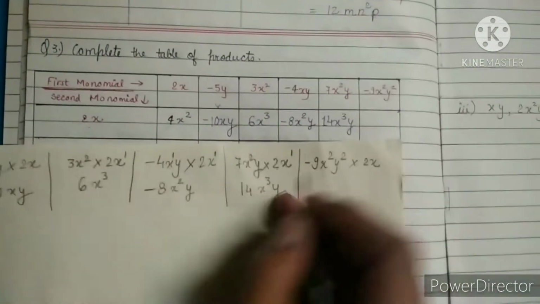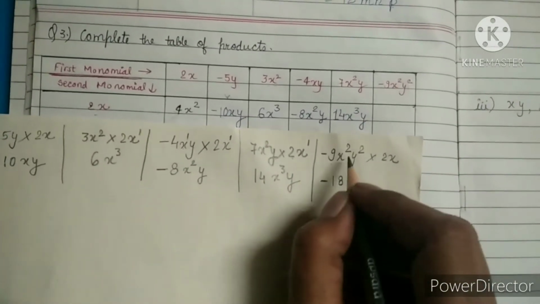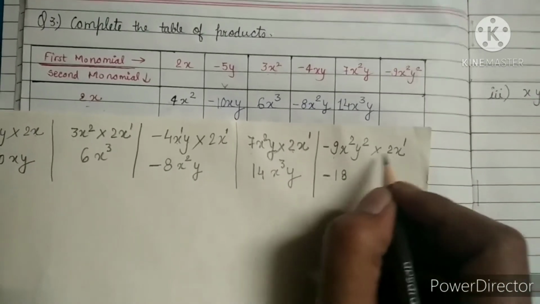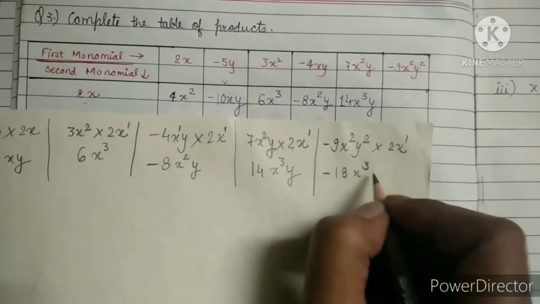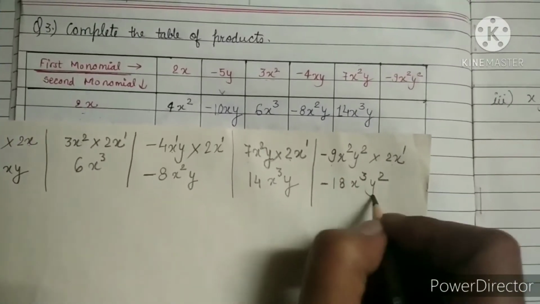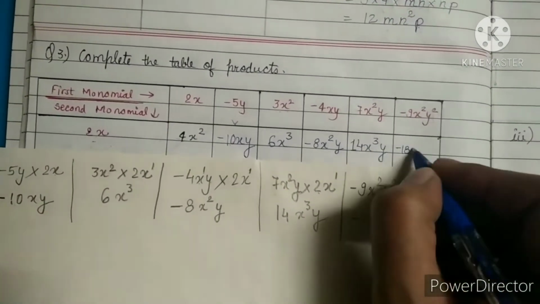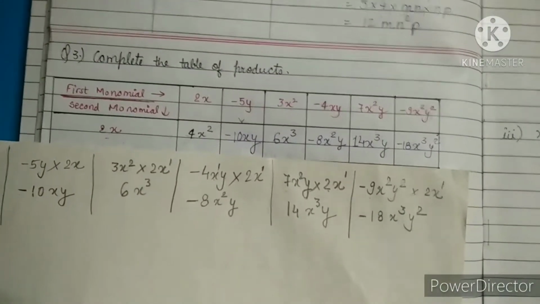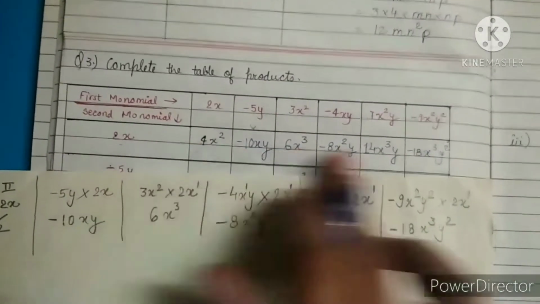Okay. Now the last cell of this column: the first monomial is 9x square y square. It will multiply by 2x. So 9 2s are 18 but having minus symbol. Here we have x is to power 2 and here x is to power 1, so 2 plus 1 is 3 and y square will remain same. So its answer is minus 18x cube y square. Okay, so this is the answers of first row.